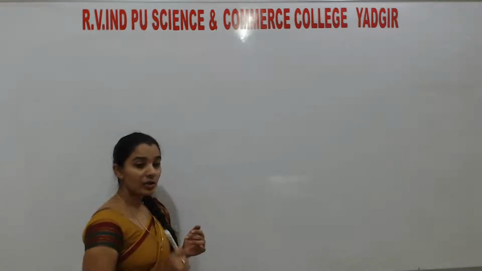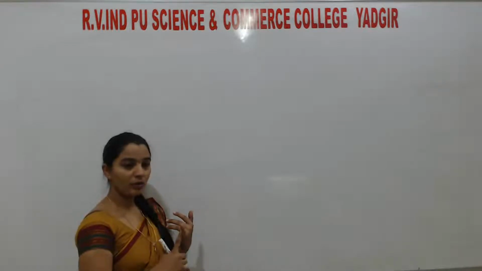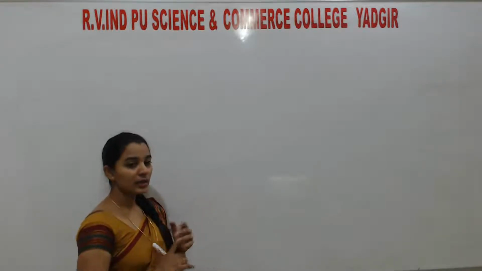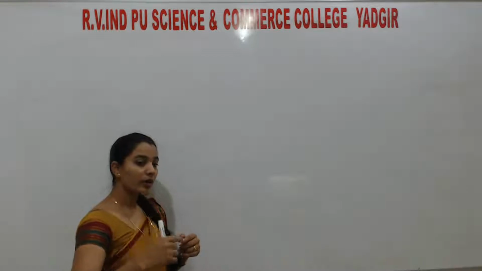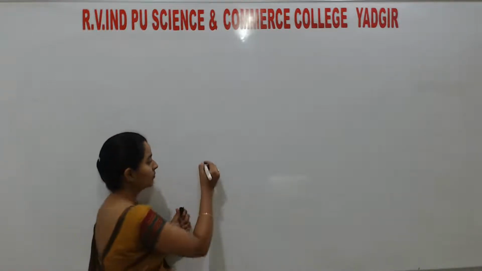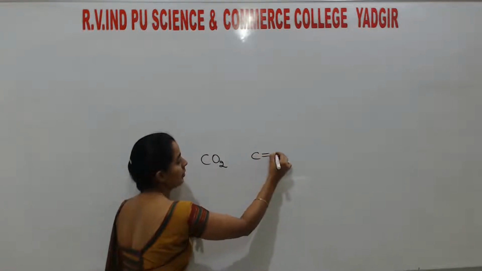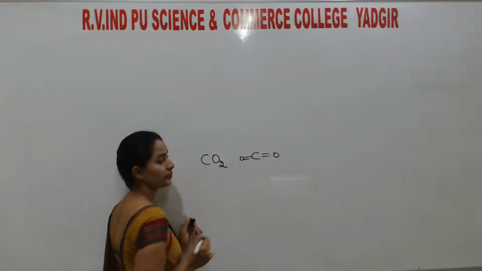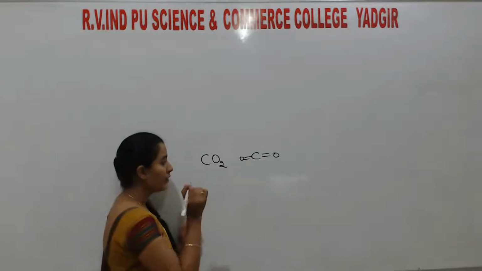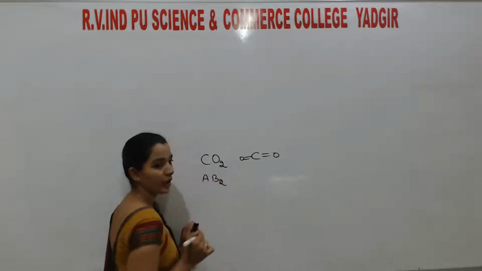But it fails to explain. Whatever the bond I wrote, that is a single bond only. I didn't consider any double bond. Even though I consider the double bond, that is taken as only a single bond, like the CO2 molecule. It is like C double bond O double bond O. This is taken as A, this is taken as B, AB2 type.